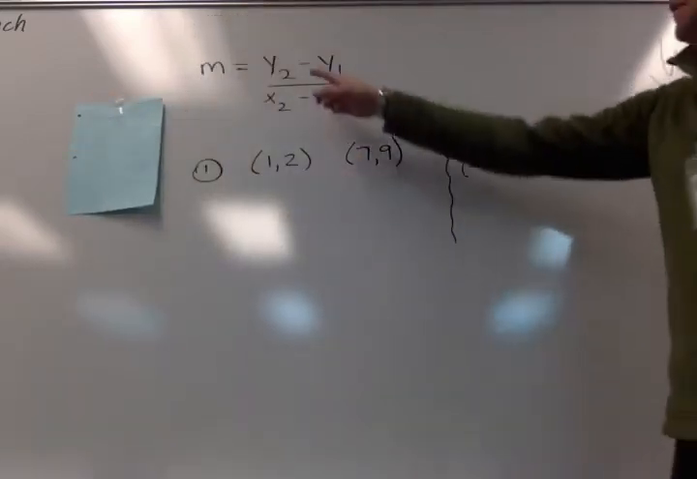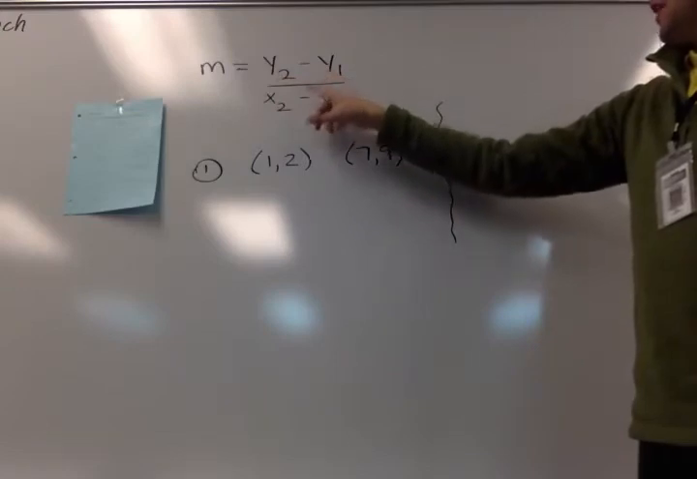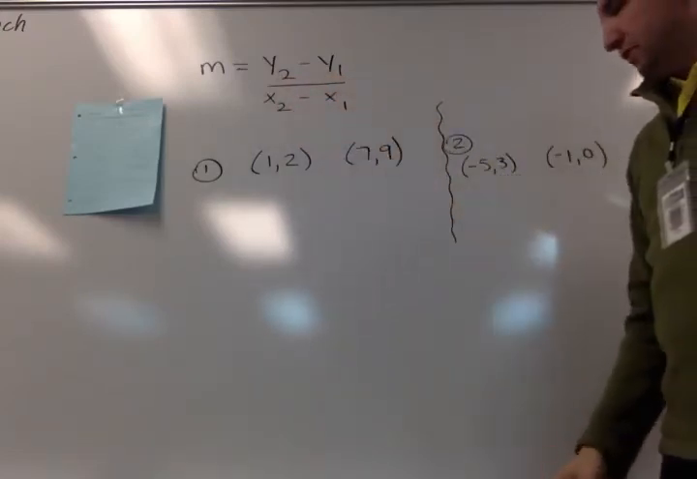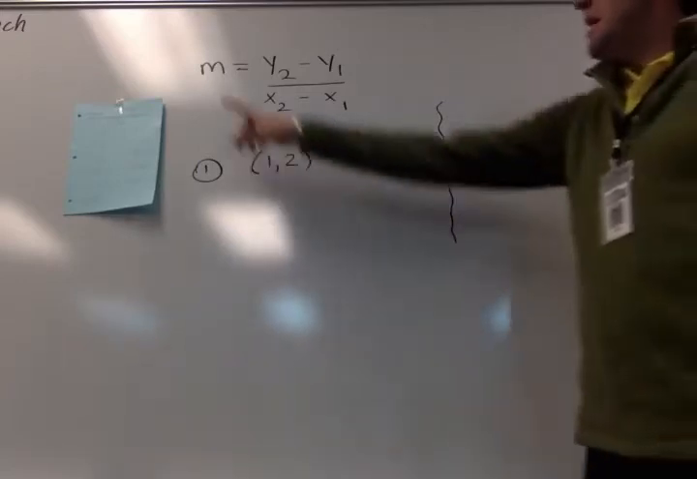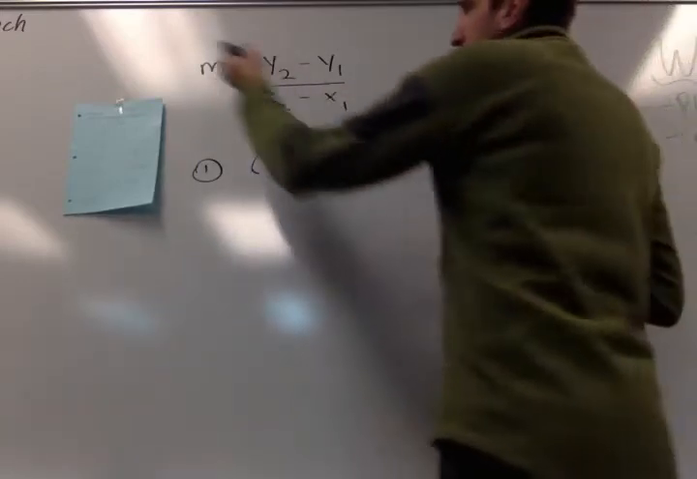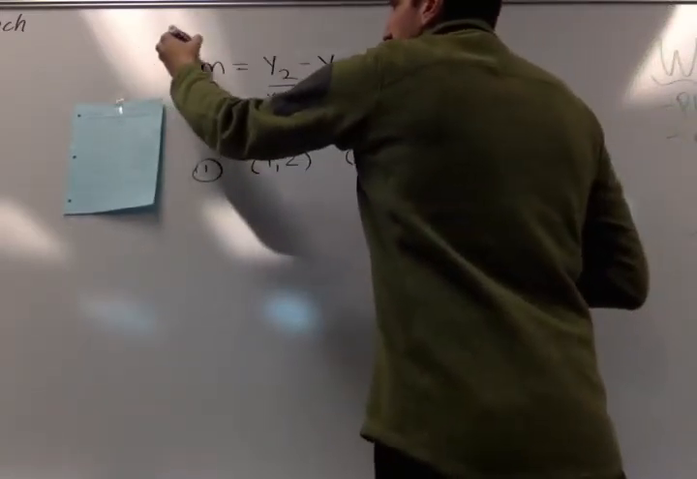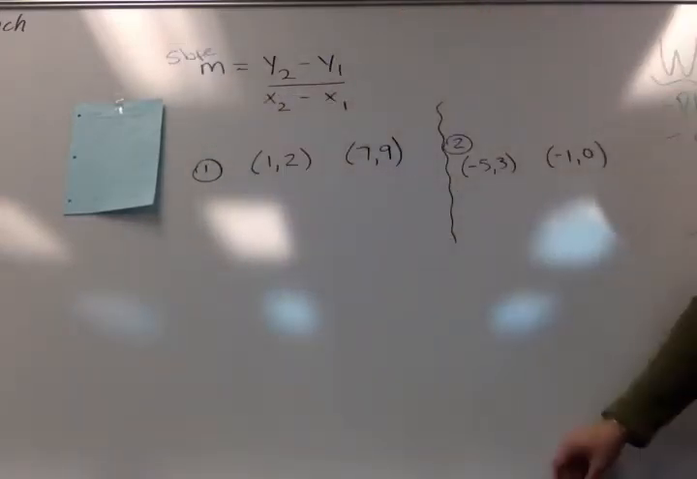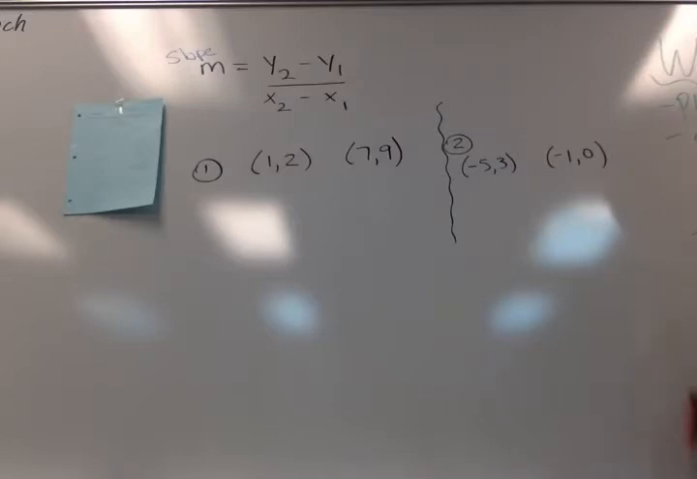The slope formula is m equals y2 minus y1 over x2 minus x1. So our slopes are usually going to be fractions. M is just a letter that was chosen to represent slope. So m means slope. Remember, each coordinate has an x and a y.